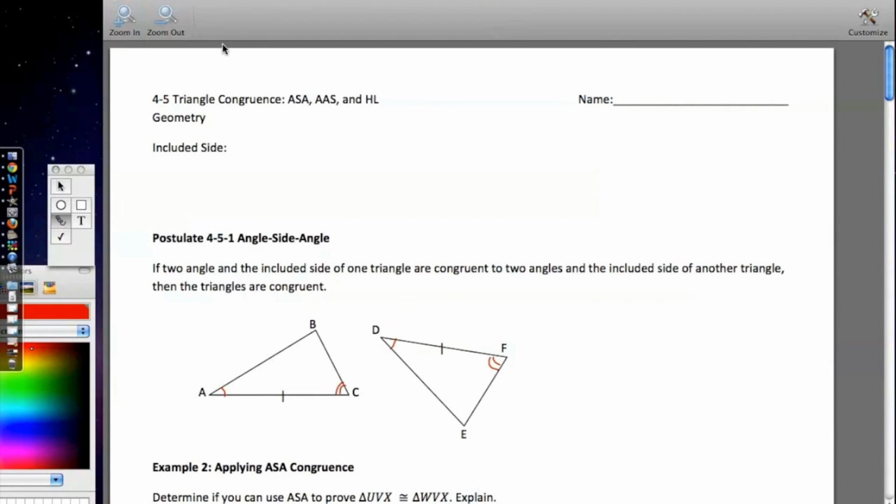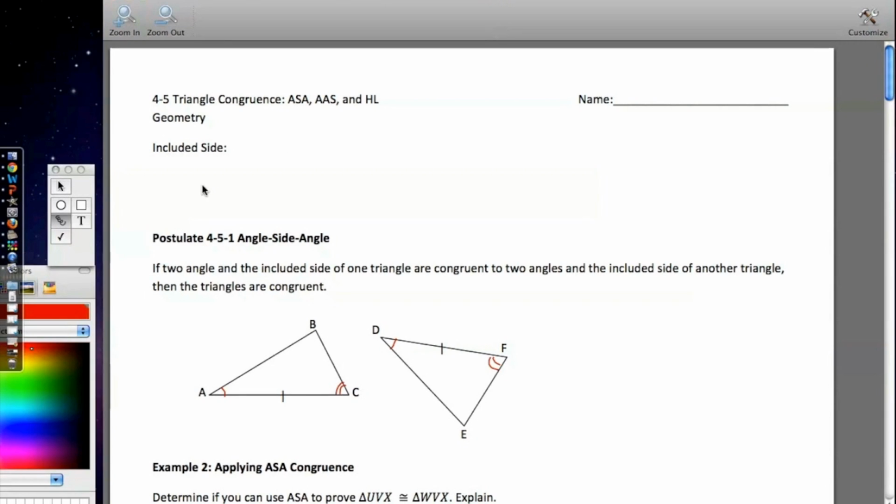So today we're going to talk about section 4.5 with triangle congruence, and we're talking about ASA, AAS, and HL. What this means is angle, side, angle; angle, angle, side; and hypotenuse leg. First, we need to talk about what it means to have an included side.